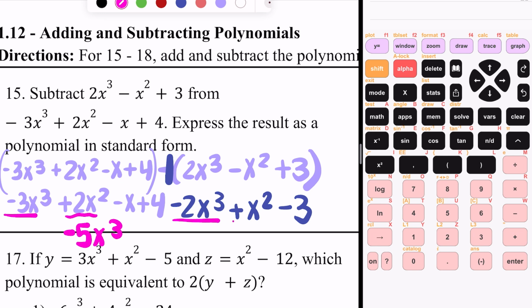Then 2x squared plus 1x squared is 3x squared. Then we'll have a negative 1x. And 4 minus 3 is a positive 1. And that would be our final answer. Make sure you are writing it in standard form because, as the directions say, it says express the result as a polynomial, which you did, in standard form.